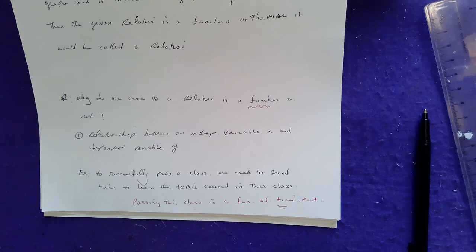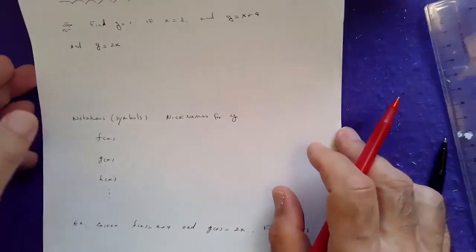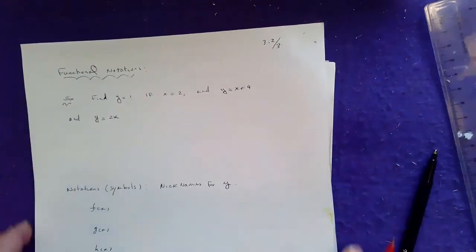Do you see it? So things like this happen in real life, and then we can use the equation to predict the future. Based on that relationship, we can predict what's going to happen in the future, which is coming up next. So now we have functional notations.